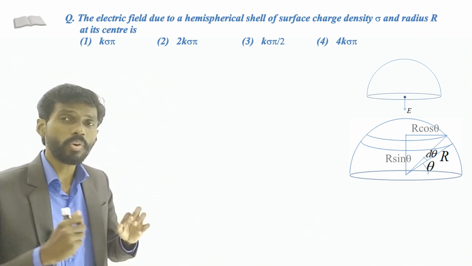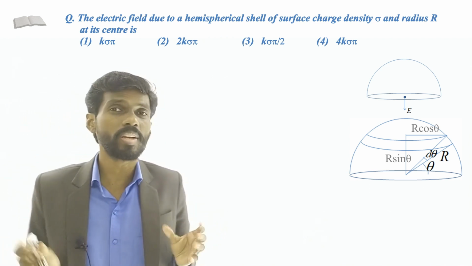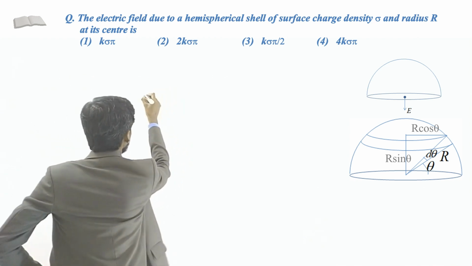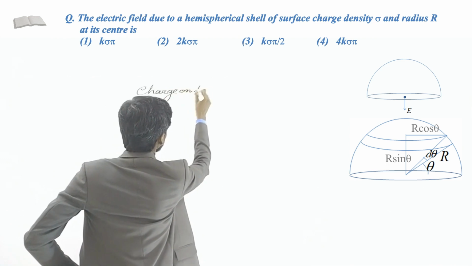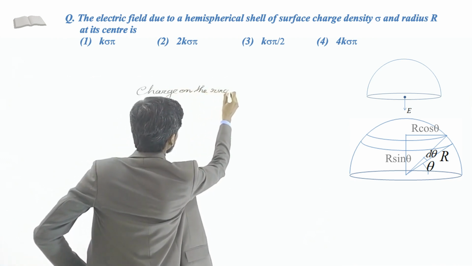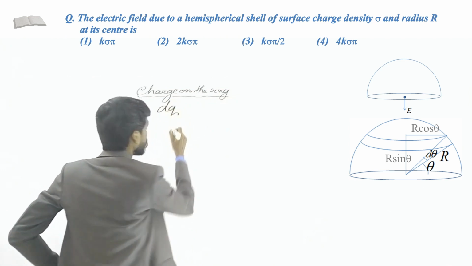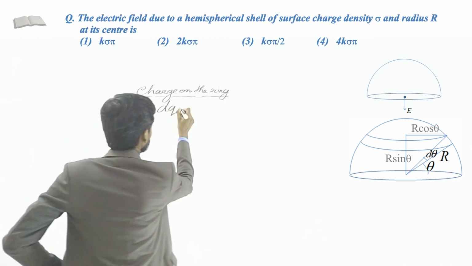But before that, let's first find the charge on this ring. To find the electric field, we need the charge. So let us find the charge on this ring. The charge on the ring is denoted by dq, because it is only for a small portion, right?